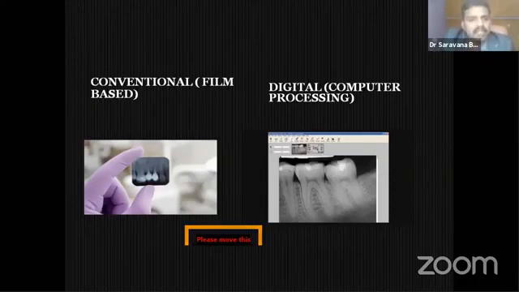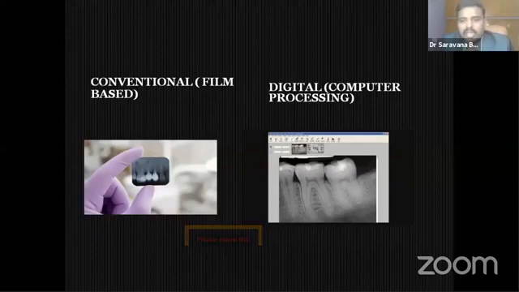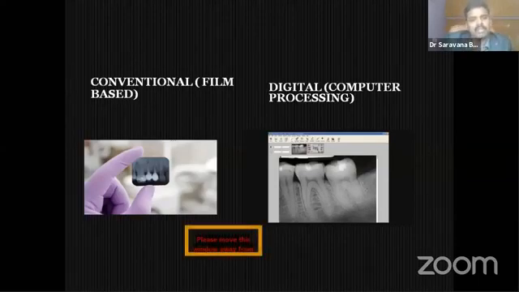Now the main topic is the difference between these two: the conventional film-based imaging method and the digital computer imaging method. Nowadays we are mostly using the digital imaging method, that is RVG. Still, many are using the conventional film-based method only. Most of the time in the college we are using film-based imaging. The difference is that X-rays will be emitted from the X-ray tube.